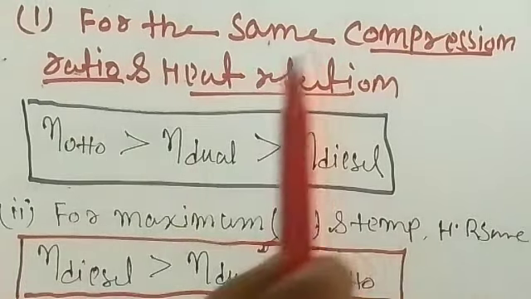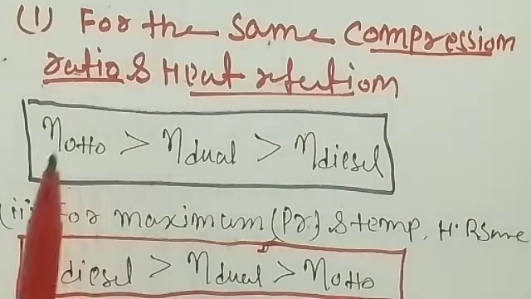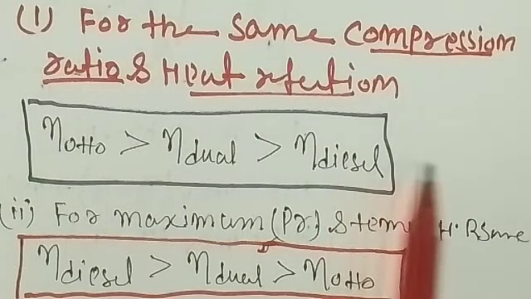But when you take the same compression ratio and heat rejection, the Otto is more efficient than dual and then diesel. So this is all about the cycles.